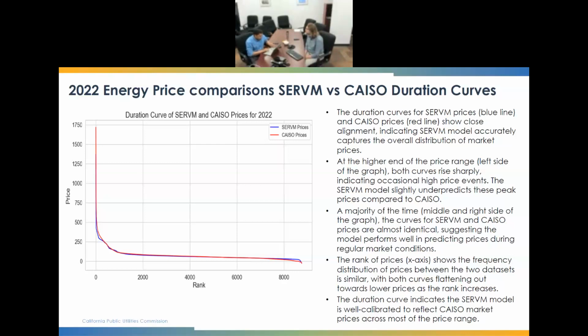So at the higher end, the price ranges for both rise sharply, showing that there is some event of higher prices. If you look between the range 500 to 550, Servam is a little bit under-predicted, like those peaks compared to KAISO, but the majority of the time, in the middle to the right, the prices seem aligned very well.